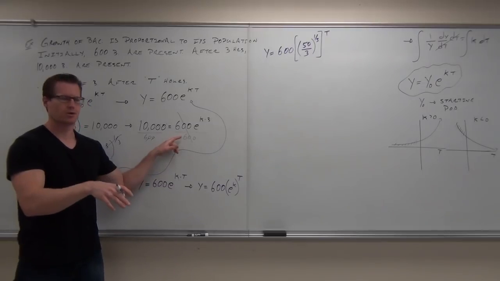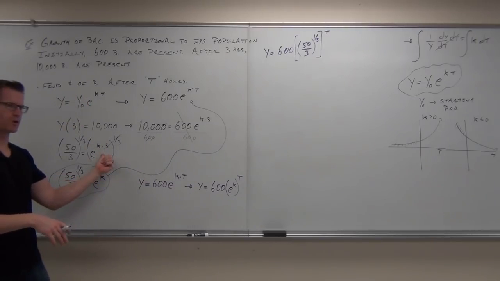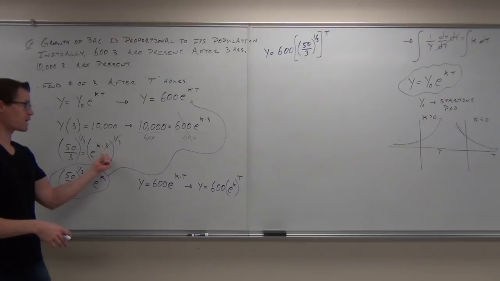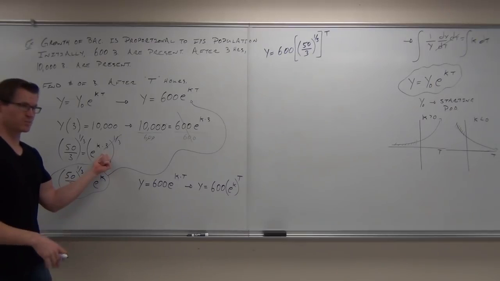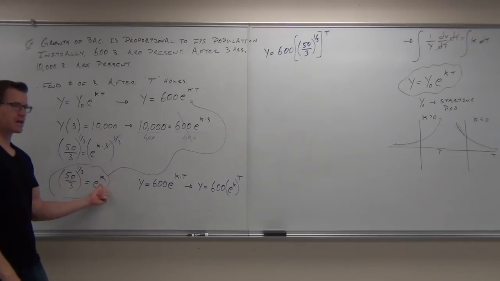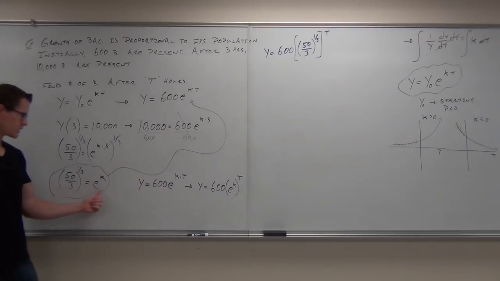We're smarter than that. I could solve for my k right now if I want with an ln, no big deal. Or I could think about, well, let's make things a little bit nicer. Let's just solve for e to the k and use that substitution. So are you okay solving for e to the k here with that 1/3 power?